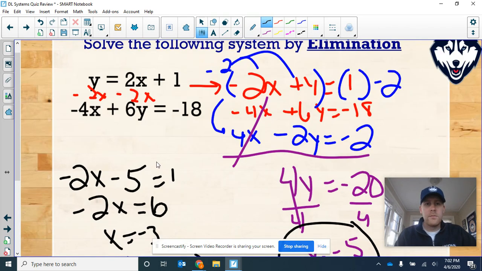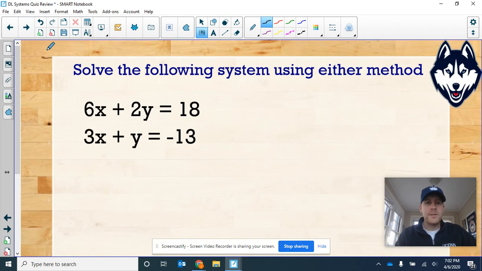All right. One more example for you guys. Solve the following system using either method. Go ahead and pause this. Give it a try, and unpause when you're ready. All right, welcome back. So this one's pretty interesting. This one ends up being no solution. But let's look at that first.